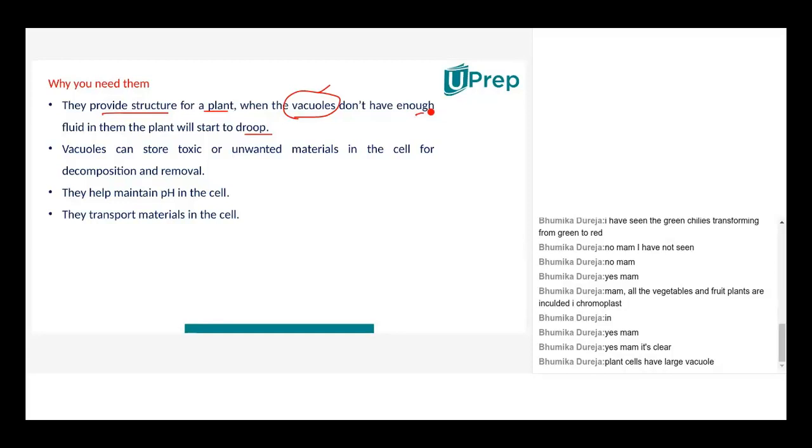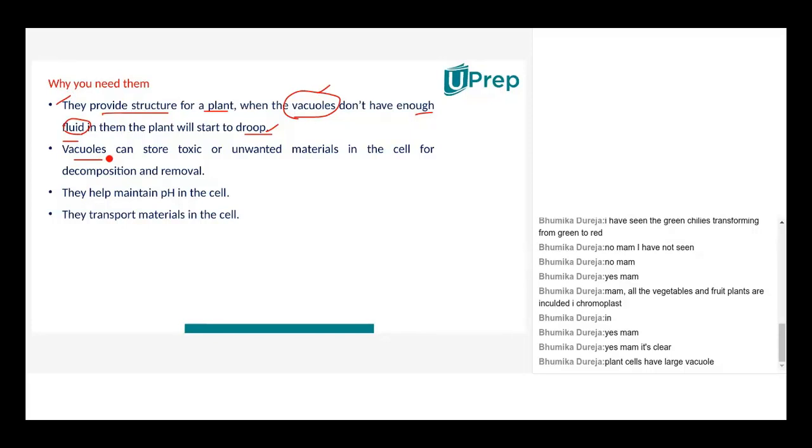Suppose if the vacuole doesn't have enough amount of fluid, here understand the word fluid. Fluid stands for water content, mineral content also inside the plant. So water content and mineral content in the form of fluid, if it is not sufficient for the plant, then the plant starts drooping. Drooping, you know, wilting or bending of the plant, unhealthy condition of the plant. So how the vacuole is helping in maintaining the healthiness of a plant is the first point.